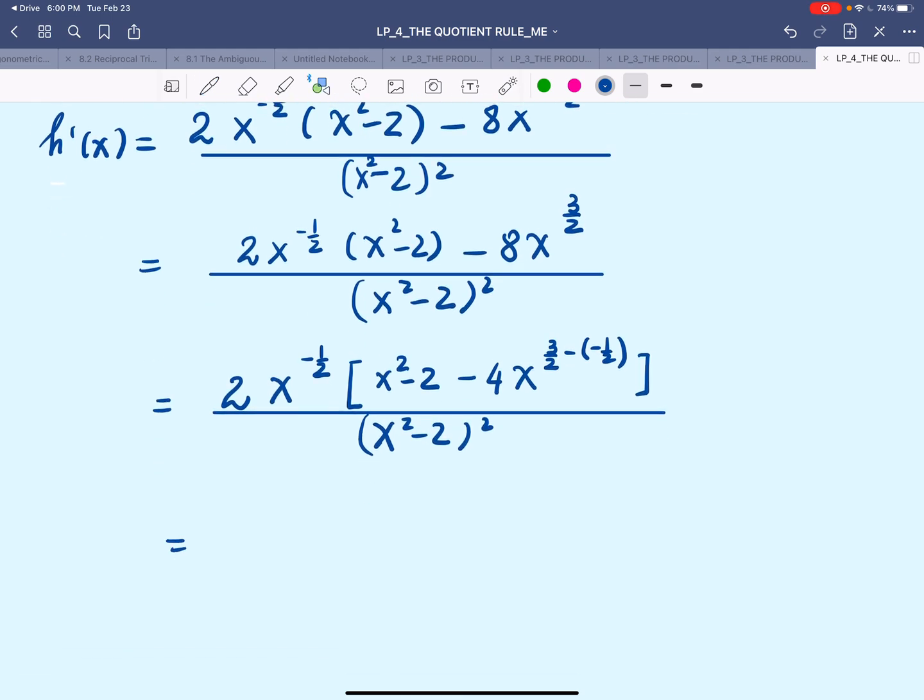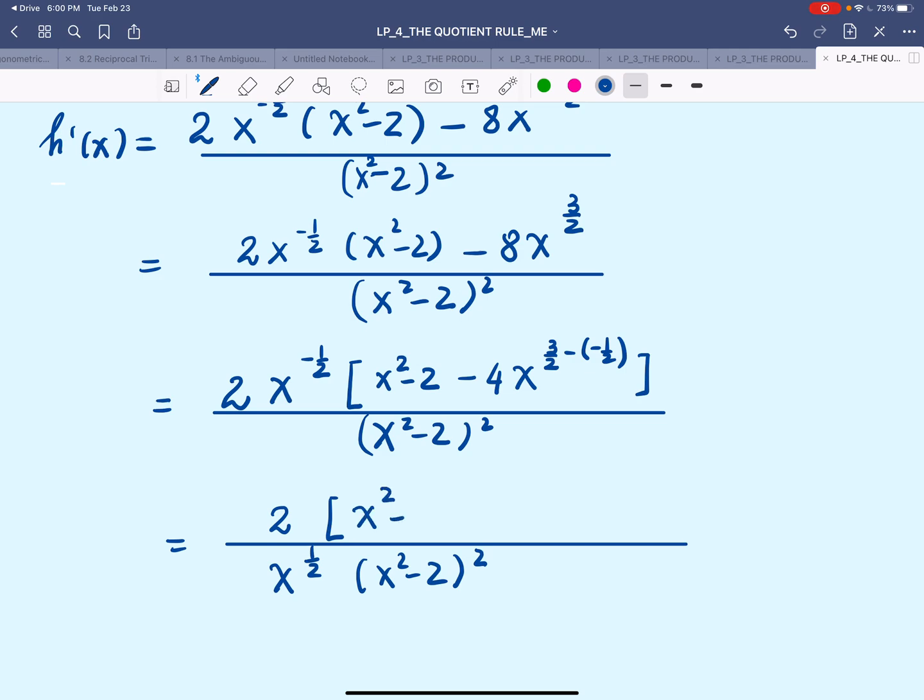Equals, long line. So we have 2. And by now we know that this x to the power negative half can come down in the denominator and make the exponent positive. X squared minus 2 squared. And now look at the brackets, how nicely they simplify. So we have x squared minus 2 minus 4x. So 3 over 2 minus negative half is 3 over 2 plus half. So a half and 1 1/2 will make a 2.